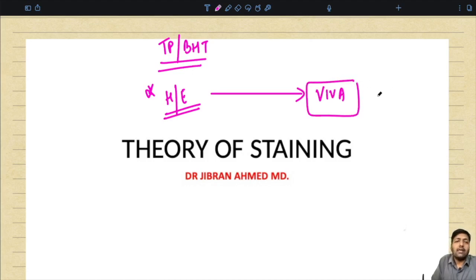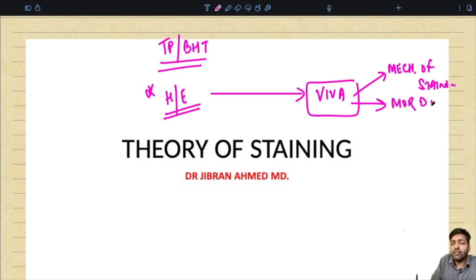In the viva, the examiner asked him certain questions. What were the questions? The examiner asked him what the basic theories of staining are, or what the mechanisms of staining are. Then the student did not reply anything. He did not know the answer. Then the examiner asked him, what is a mordant? Again, the student could not answer.